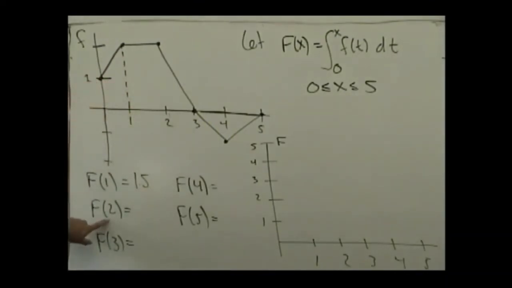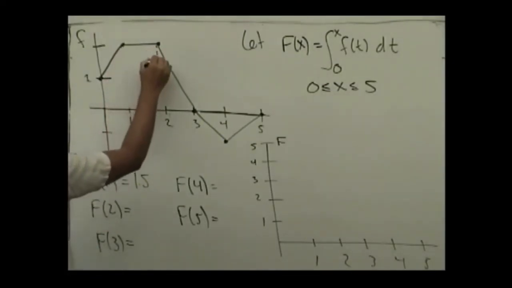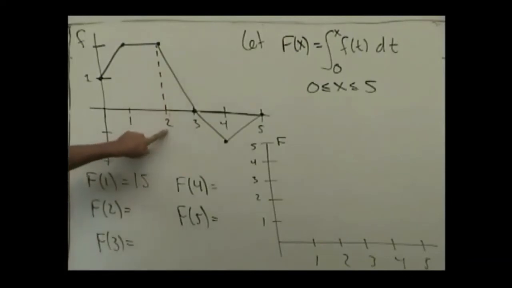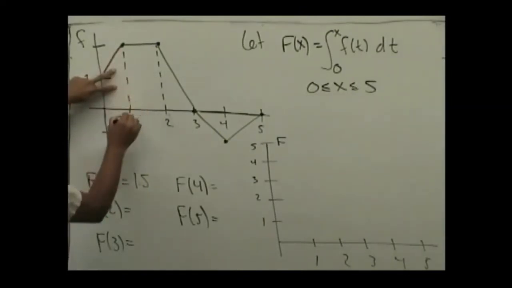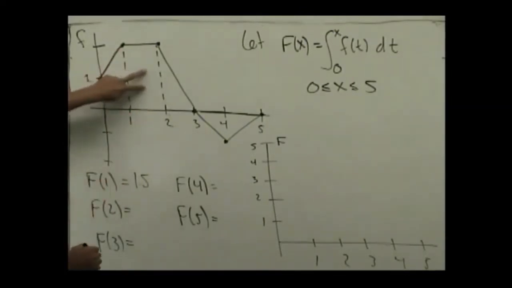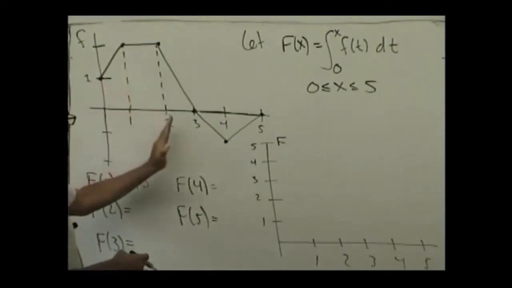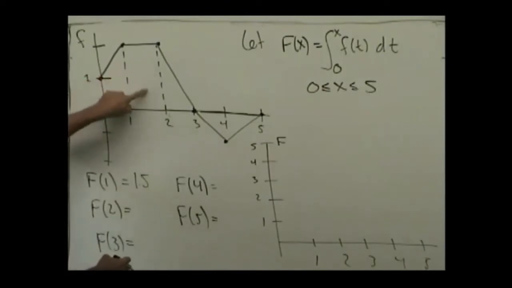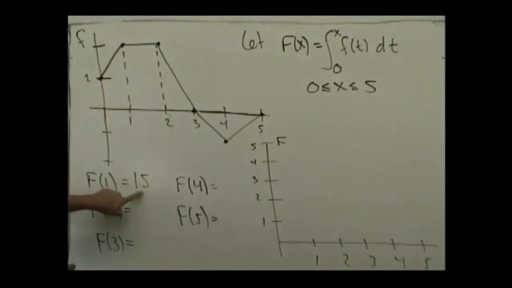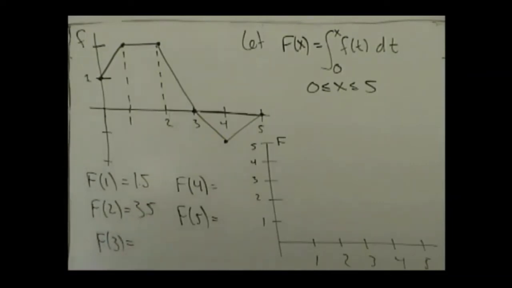And now what's capital F of 2? Well, start at 0 and then stop at 2. So now what's the area here? Well, we had the area 1.5 to here, and now we'll add an area of 2, so we accumulate a little more area as we move to the right. And so now this rectangle has an area of 2, so add that to 1.5, and you get 3.5.